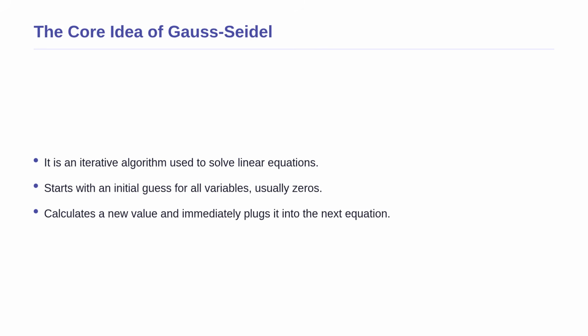Now that we understand the basic premise, let us look at what this method actually is. The Gauss-Seidel method is an iterative algorithm used to solve a system of linear equations. An iterative algorithm is simply a repeating step-by-step process that gets closer to the truth with each cycle. Instead of trying to solve everything perfectly in one shot, we start with an initial guess for all our unknown variables, usually just zeros. The defining feature here is continuous, immediate updating. As soon as we calculate a new, better value for one variable, we immediately plug it into the next equation. We do not wait for the round to finish.